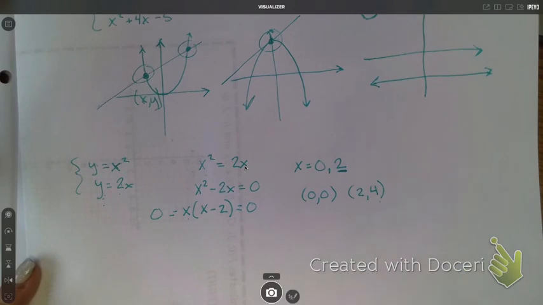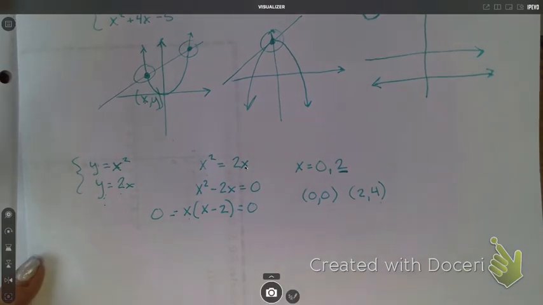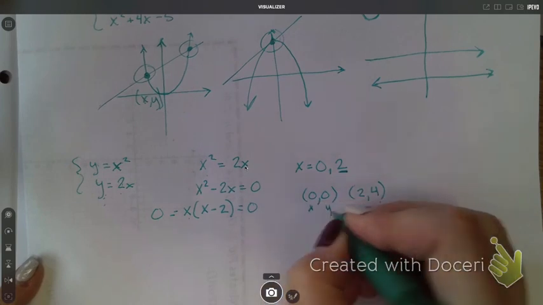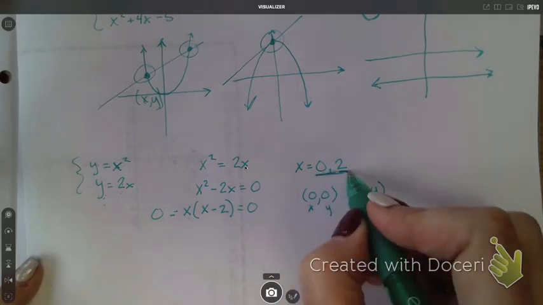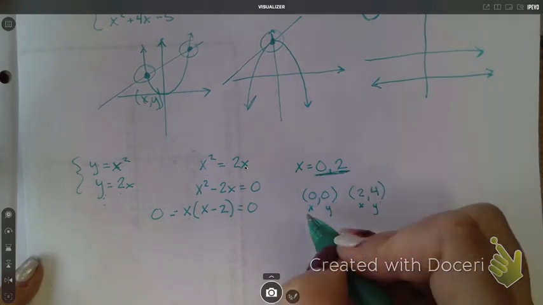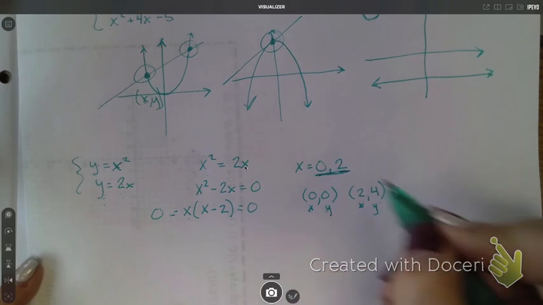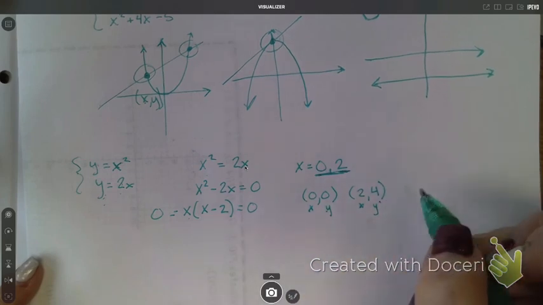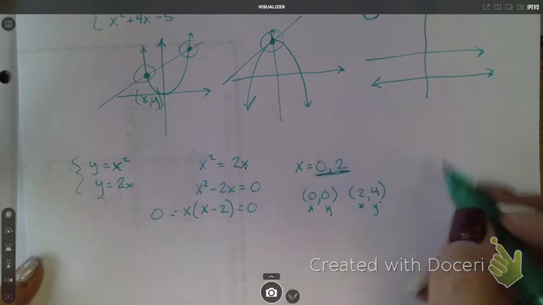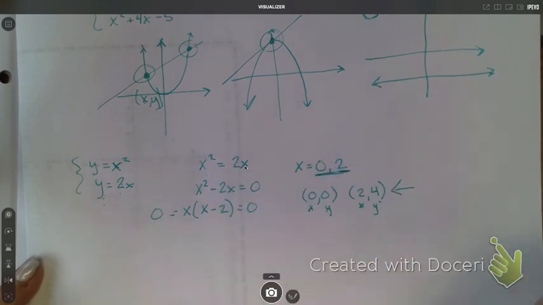Is the y the 0, 0? No, this is the x, this is the y. You plugged in one x and got out 0, and you plugged in the other x and got out 4. I don't care if you show the plugging in, but you have to give me your answer.